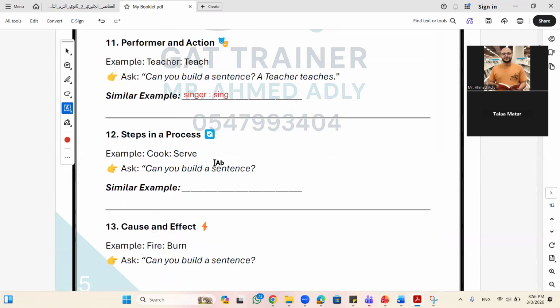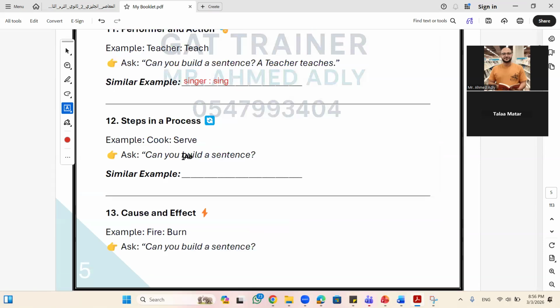Sometimes you have steps in a process. For example, cook and serve. Cook is the first step. Serve is the last step in the cooking process. Have you got an example in your mind? No. All right. So here, pack your bags when you travel. I pack my bags before I travel.